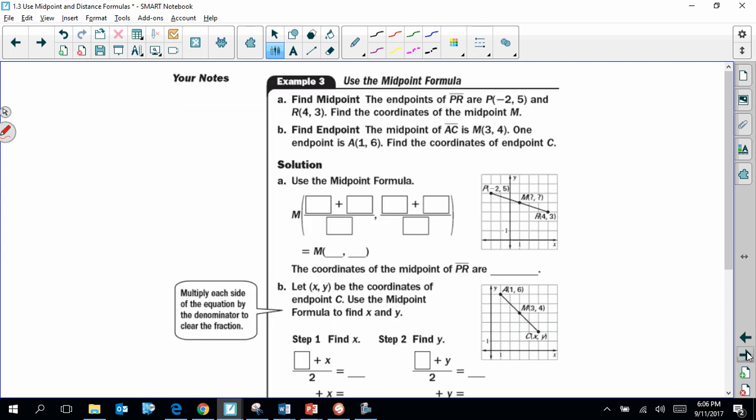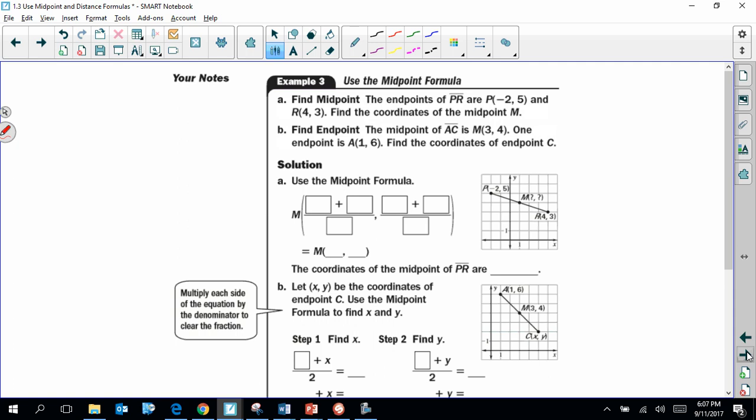So looking at this, we have two examples here. In part A, it's asking us to find a midpoint, and in part B, it's going to give us the midpoint and ask us to find the other endpoint. So let's go ahead and take a look at example 1.